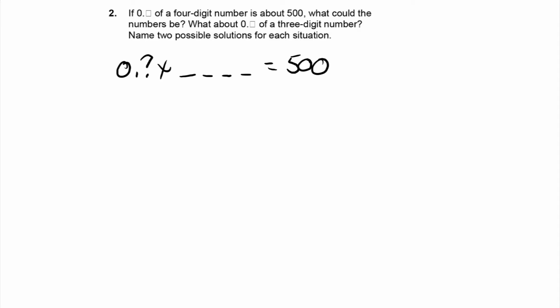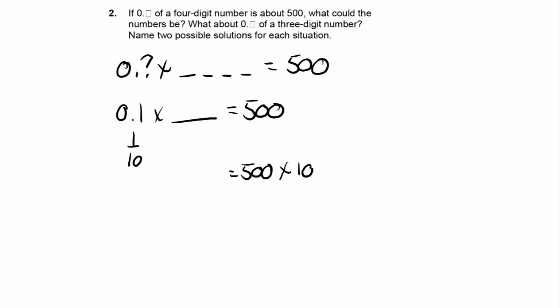I'm going to choose something easy, to be honest. 0.1 times that number is going to be equal to 500. Well, if 1/10 of a number is 500, then we need to multiply that 500 times 10 to figure out what 1 is. So we take the 500 times 10, which is equal to 5,000, and that gives us our original number. Now, that's a 4-digit number.